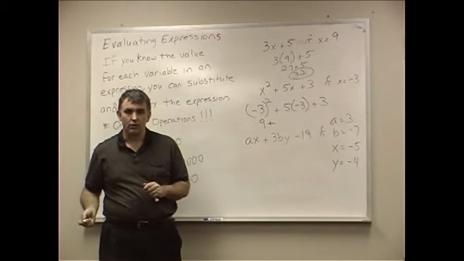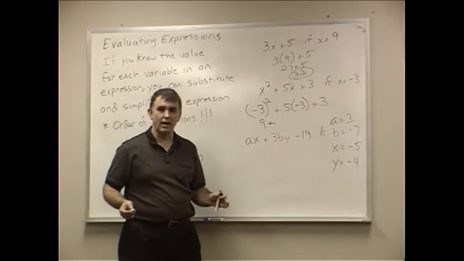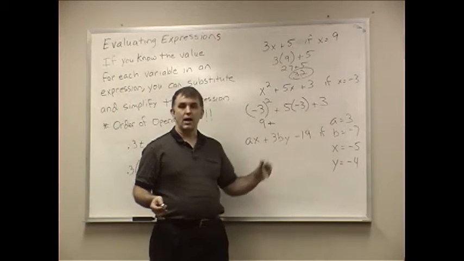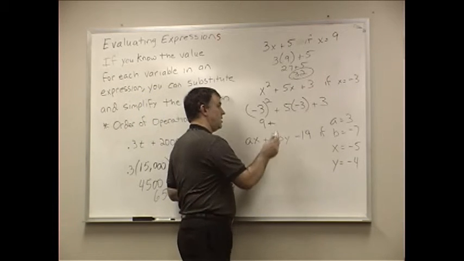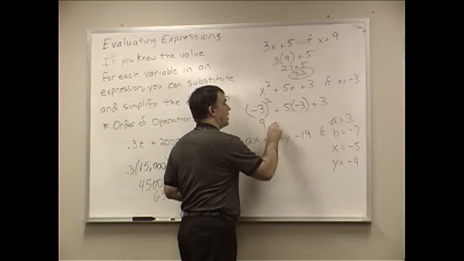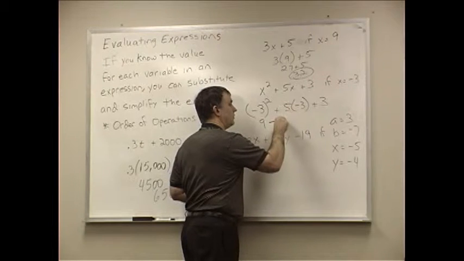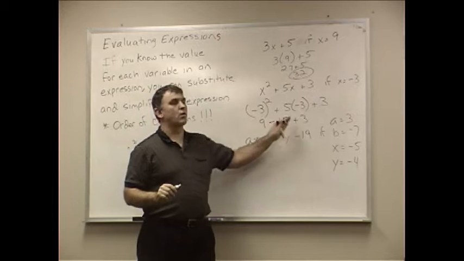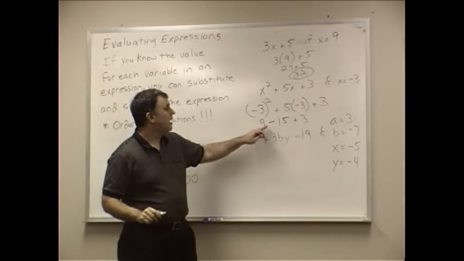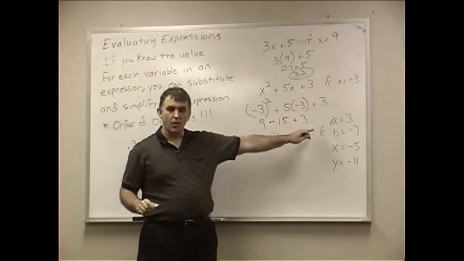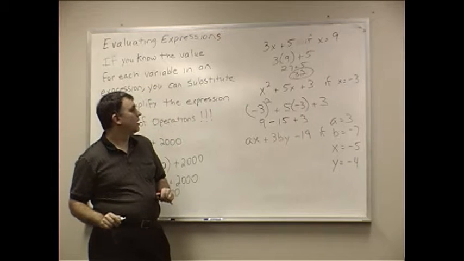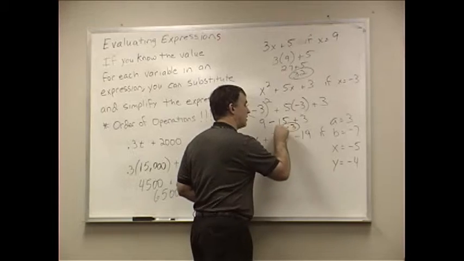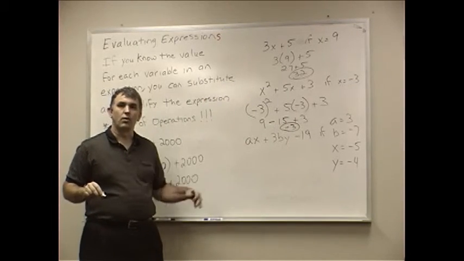So I did my exponents first. Now my multiplying and dividing, that happened to come in a nice order. 5 times negative 3 is negative 15. So I'm going to change that minus to a minus 15 plus 3. Running a little short on space here. 9 and negative 15 and 3, when you combine them, that is negative 3. So the answer for this one is negative 3. Sorry, I got that a little crowded.